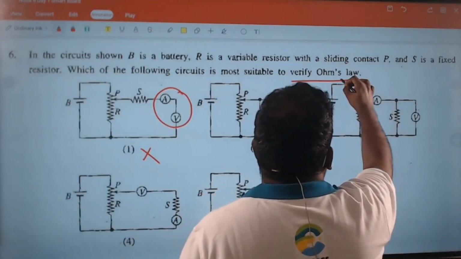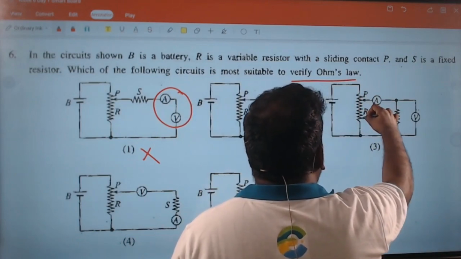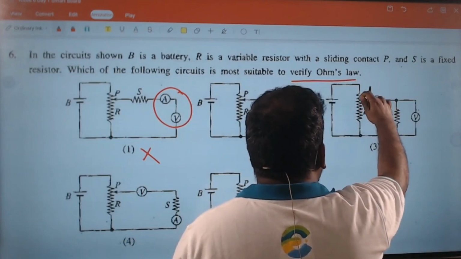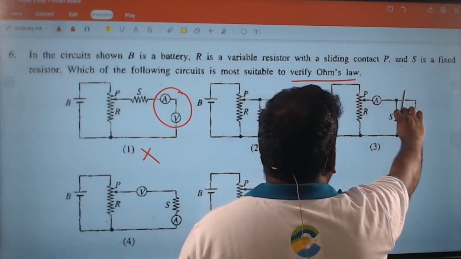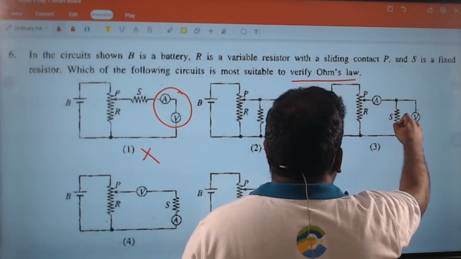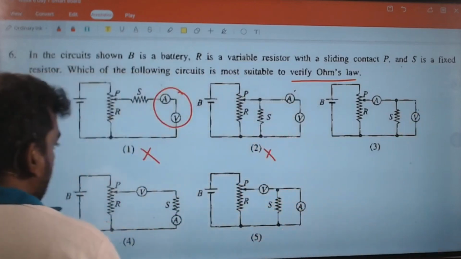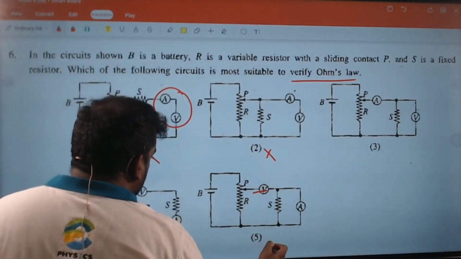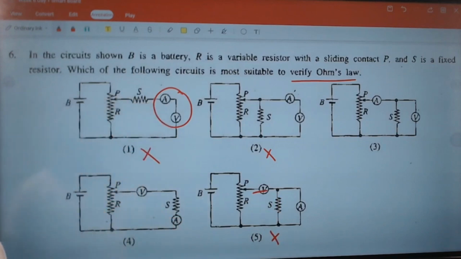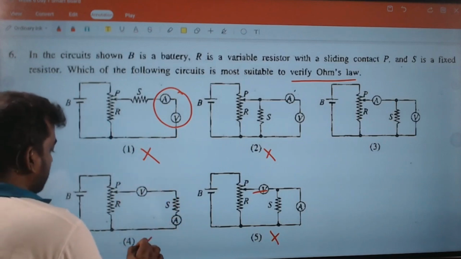Now current is coming this way. When you change the slide, what happens? When you change the slide, potential difference changes. Potential difference changes, the current in that part of the circuit also will change. We never connect it in series here, current will not pass through. Here, if you look at it carefully, here also current will not pass through.